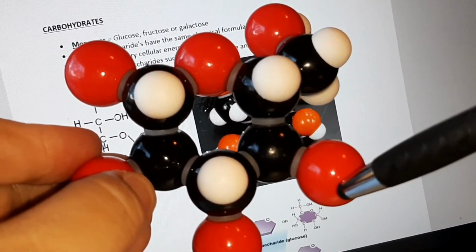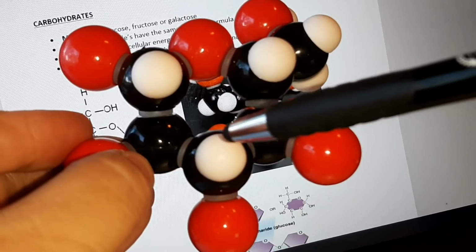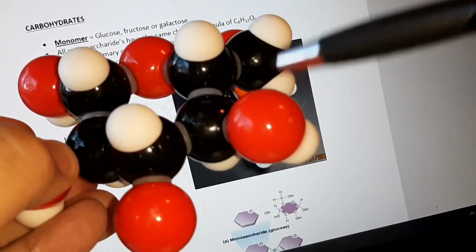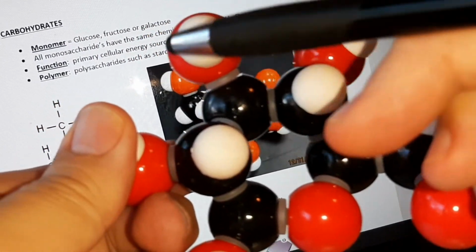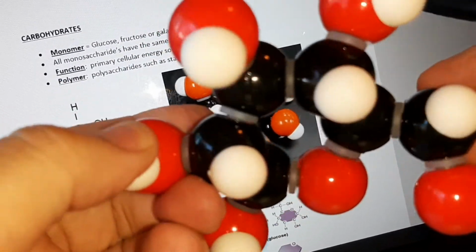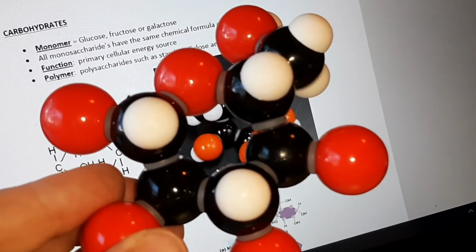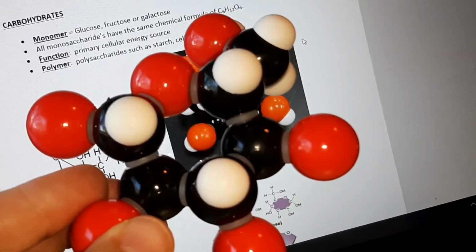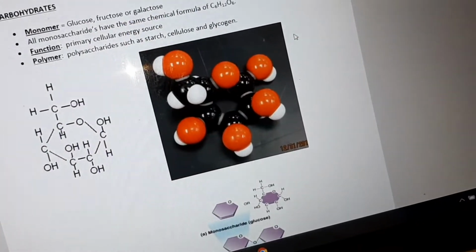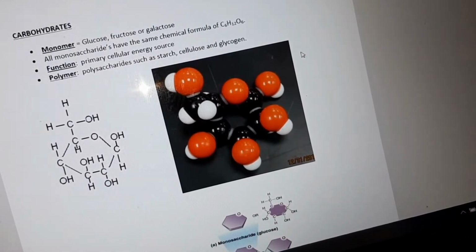The 6 oxygens, 1, 2, 3, 4, 5, 6, and then the 12 hydrogen atoms. I think I kind of missed one there, I double counted one. But that's C6H12O6, which is glucose. When we string many glucose, fructose, or galactose together, we make a polysaccharide, such as starch, cellulose, and glycogen.